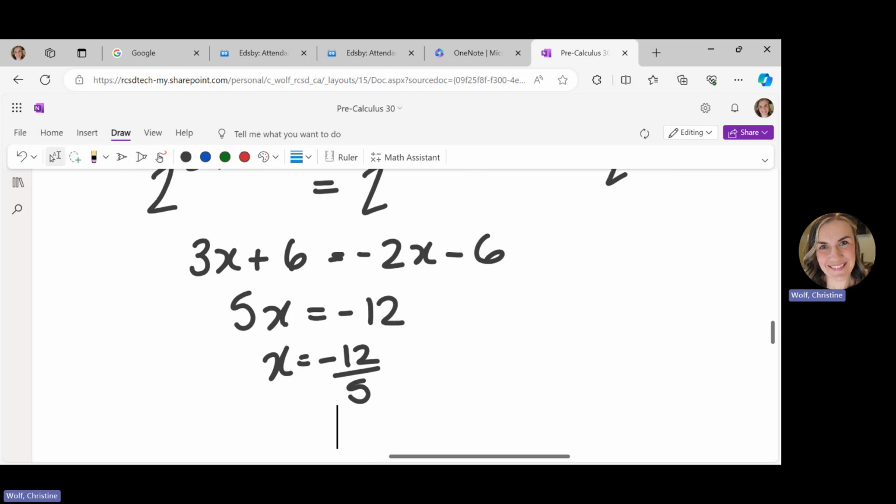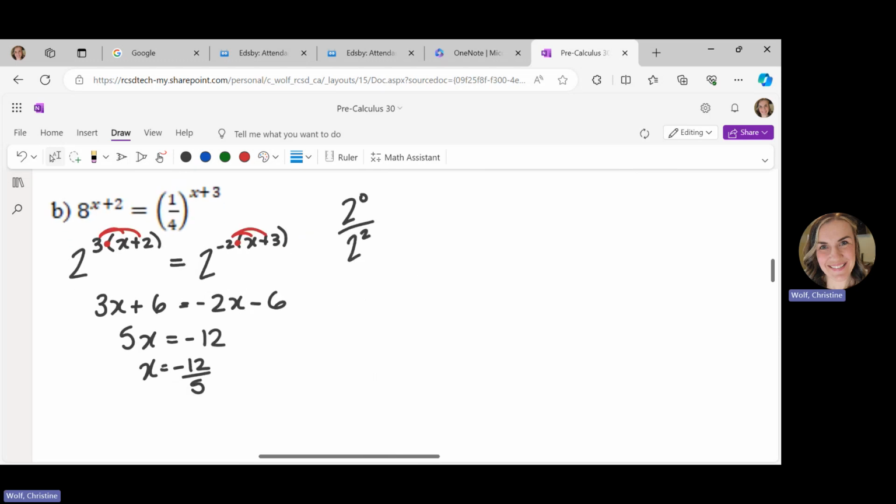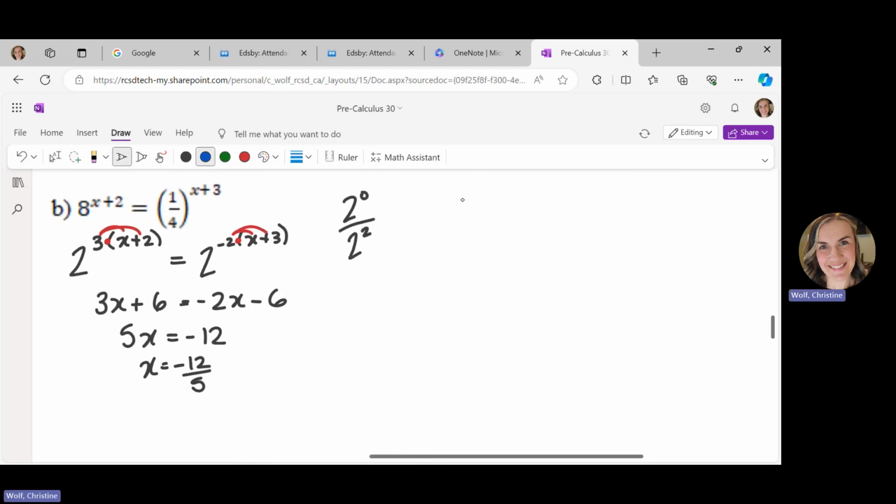Okay? All right. So to verify, you take your original typed out question and you replace x with negative 12 over 5. You do not divide 12 over 5 and get a decimal. Don't you dare. You will use the fraction. Equals 1 over 4. X is negative 12 over 5, and it's plus 3 on that side.